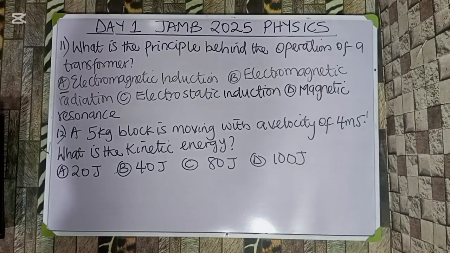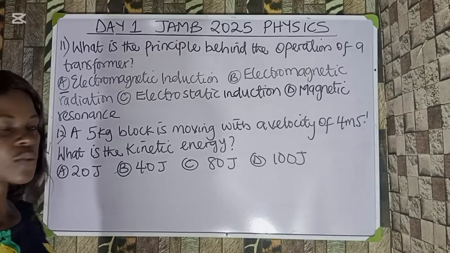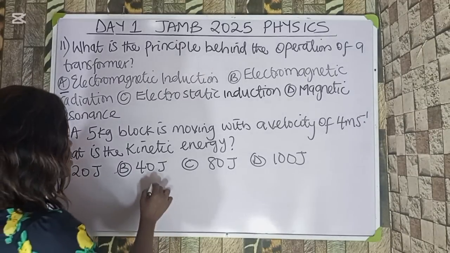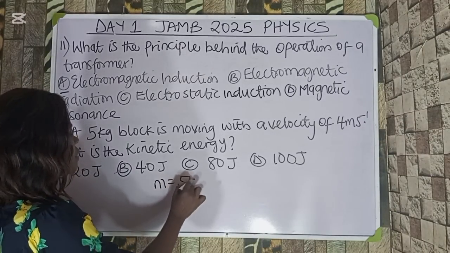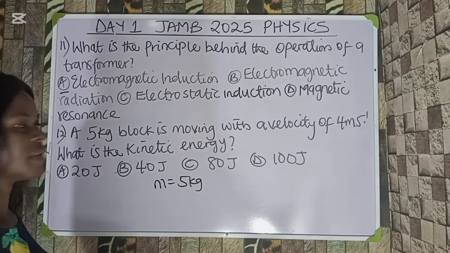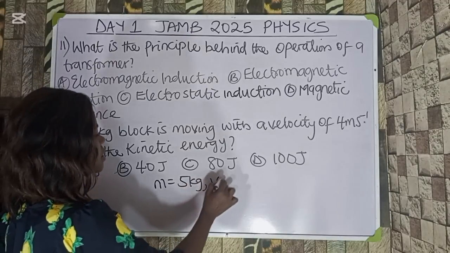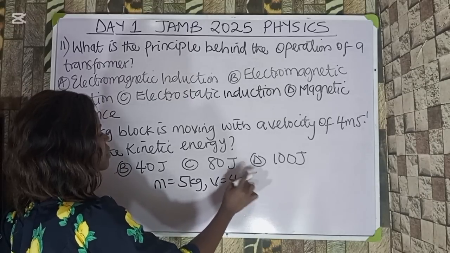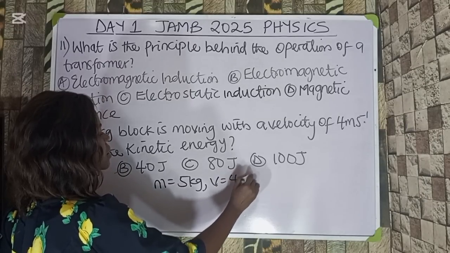Question 12. A 5 kilogram block is moving with a velocity of 4 meters per second. What is the kinetic energy? Option A, 20 joules. Option B, 40 joules. Option C, 80 joules. Option D, 100 joules. From this question, we have the mass to be 5 kilograms and the velocity, which is V, to be 4 meters per second.